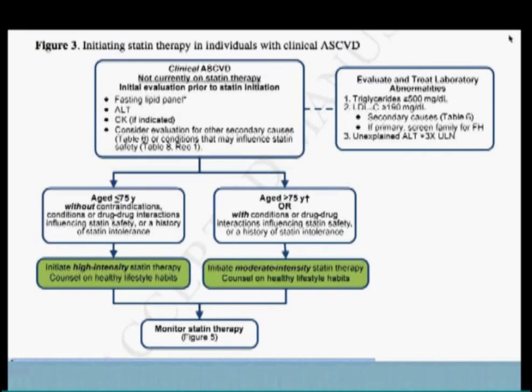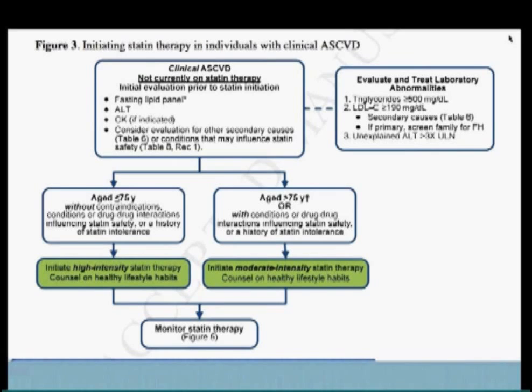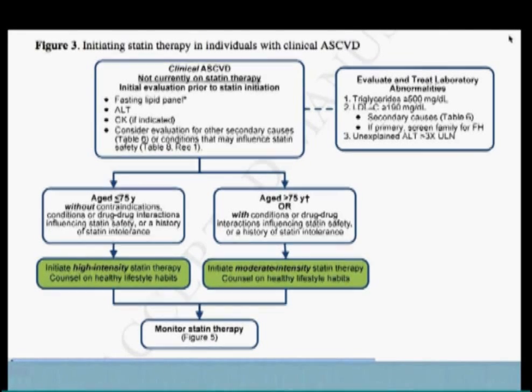If they're less than or equal to 75 years of age, you're going to consider starting a high-intensity statin, which would be atorvastatin or rosuvastatin, as listed in that table. You can always refer to that table when you're going to start a patient on a statin. So if they're less than or equal to 75 and have no contraindications or conditions that would influence statin safety, which I'll talk about briefly, you're going to start a high-intensity statin. If they're greater than 75 years of age, you're going to start them on a moderate-intensity statin. And these are all grade 1 level of evidence recommendations.